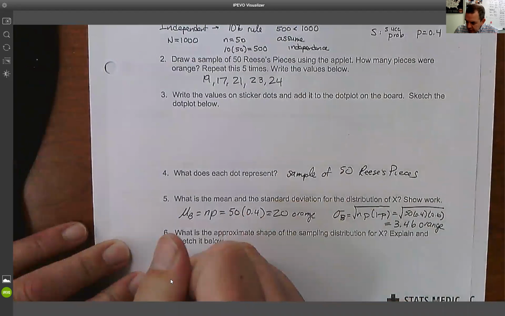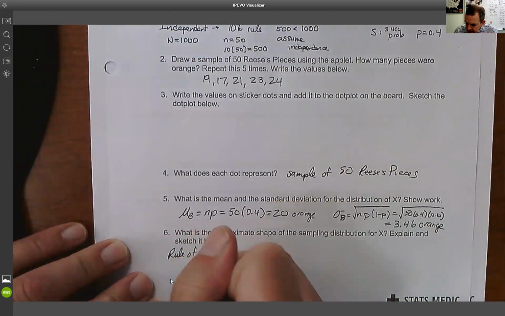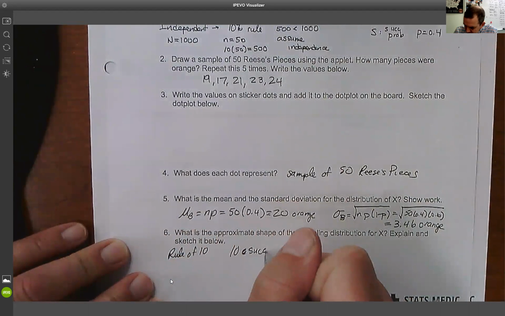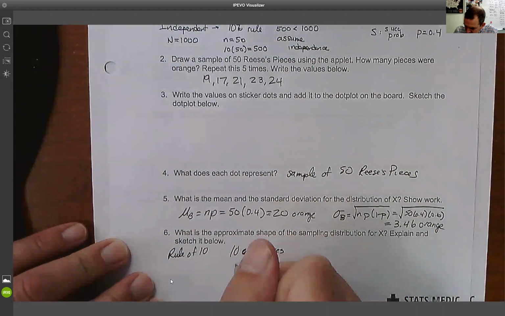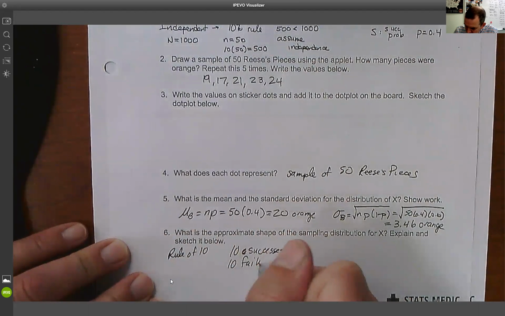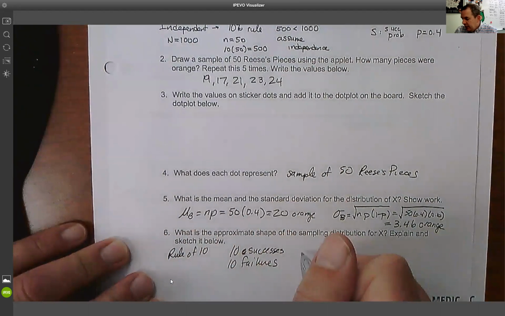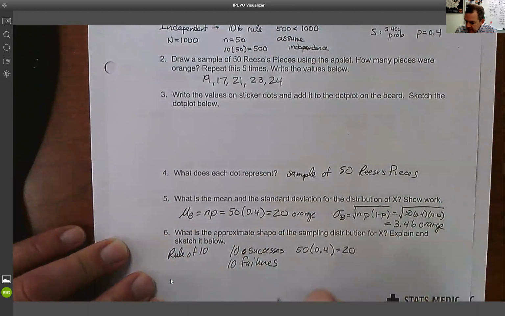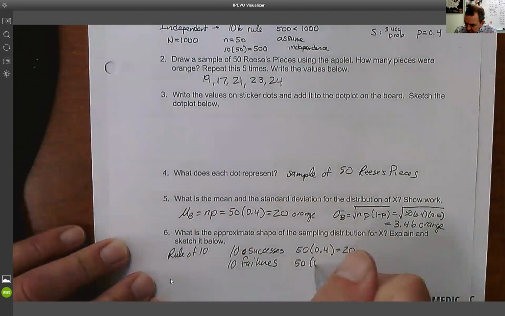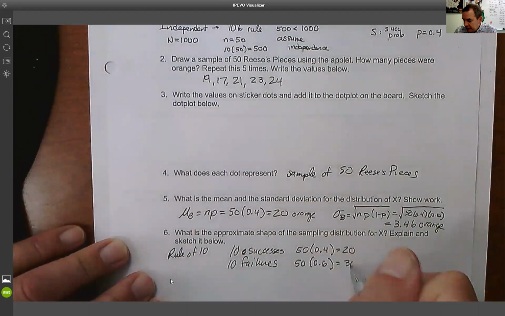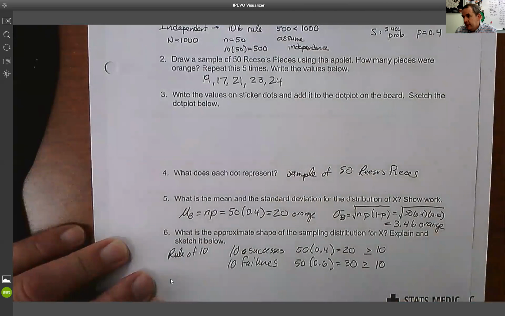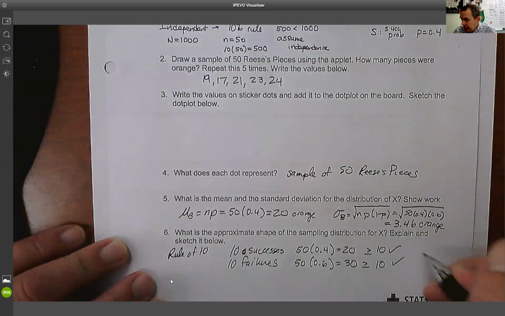We can now do what's called the rule of 10. If we can anticipate 10 successes and 10 failures, we can make a conclusion. So in this case, let's do 50 times my success probability of 0.4, which is 20. If I did 50 times 0.6, my failure probability, that is 30. Both of those numbers are greater than or equal to 10. Since that is true, I can describe this shape as approximately normal.